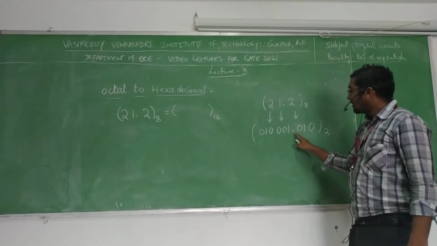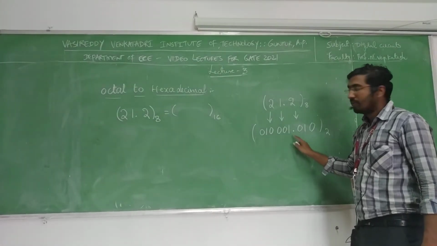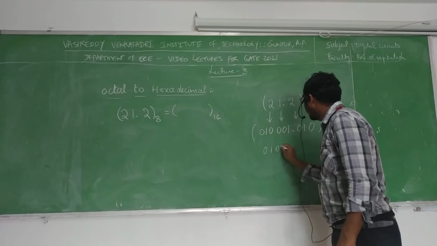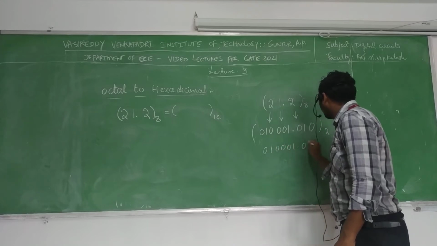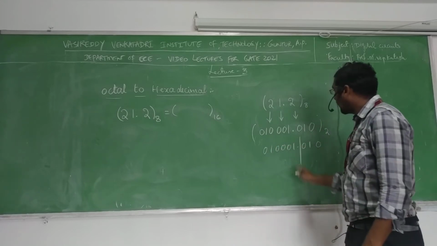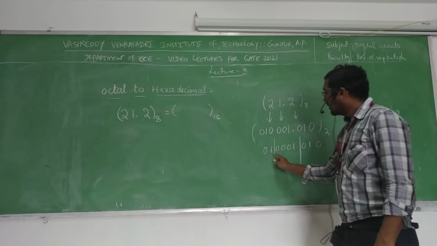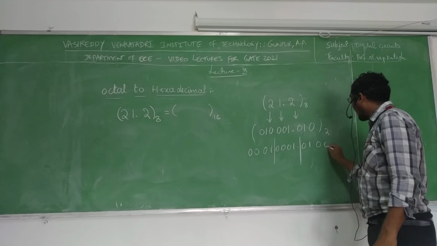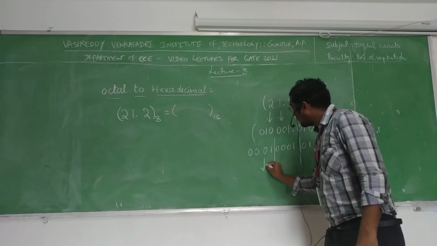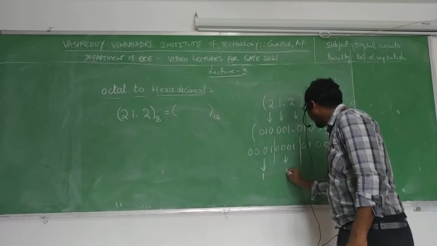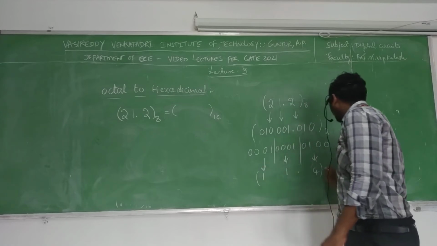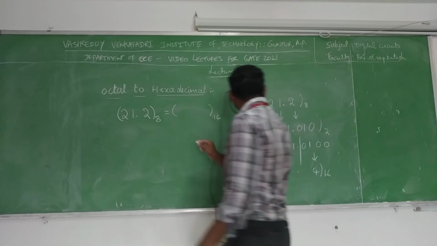Now what we have to do is group into 4 from the fractional point. 0, 1, 0, 0, 0, 1, 0, 1, 0. From the fractional point towards left, count 4. There are no more, so add 2 zeros. That is 3, add 1. Represent each digit in hexa, and the fraction as well. And we got hexa, so it's 11.4.